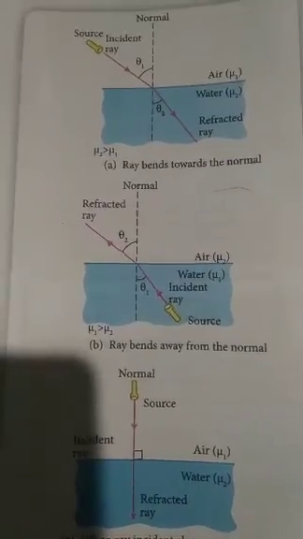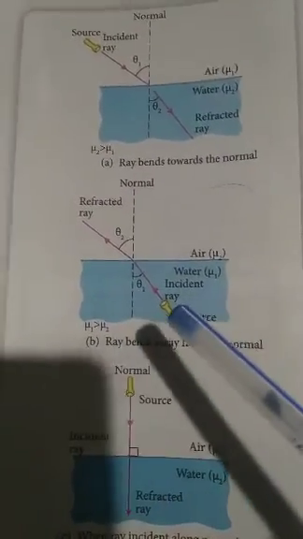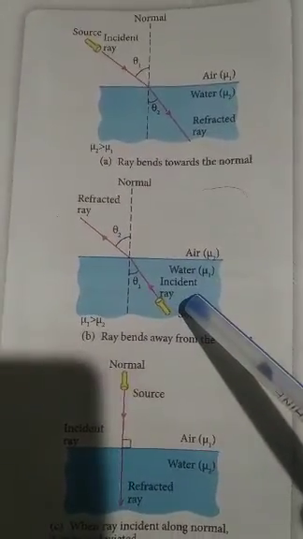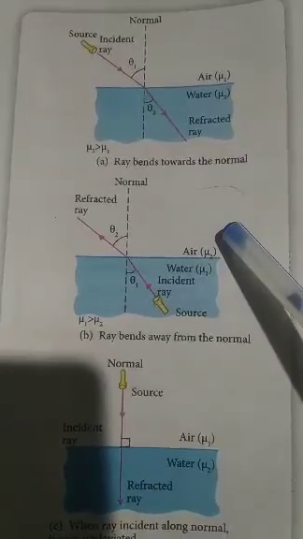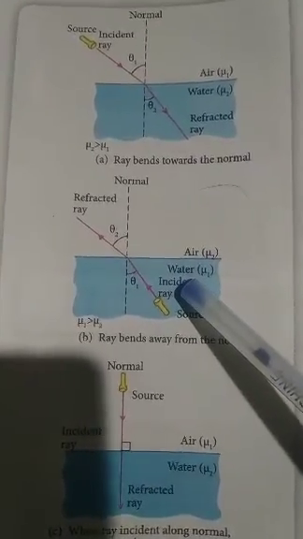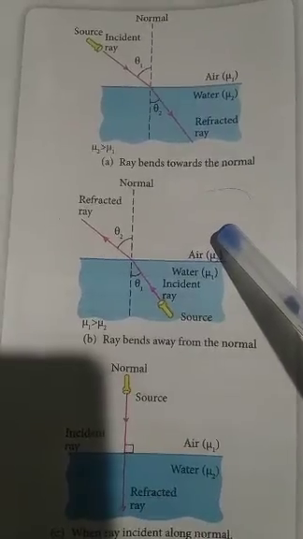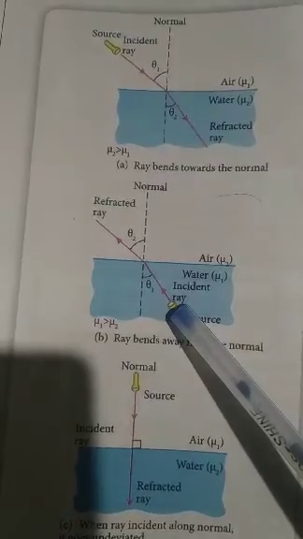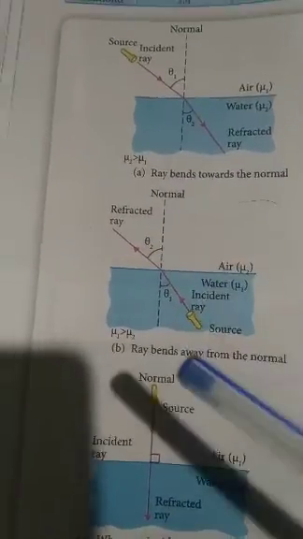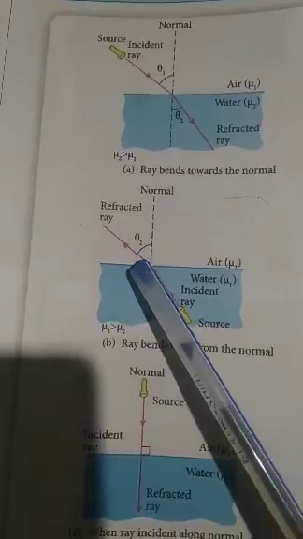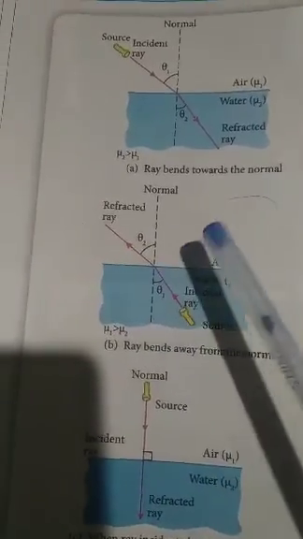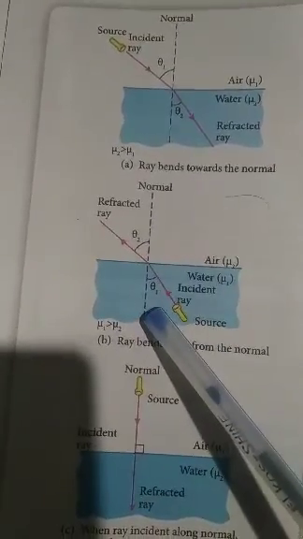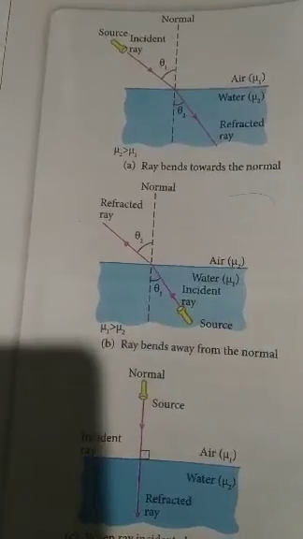In figure B, the ray of light travels from water medium to air medium. Refractive index of water is more than the refractive index of air. This is why water is the optically denser medium and air is the optically rarer medium. When a ray of light travels from optically denser medium to optically rarer medium, it bends away from the normal. And in this case, angle of refraction theta 2 is always greater than the angle of incidence theta 1.